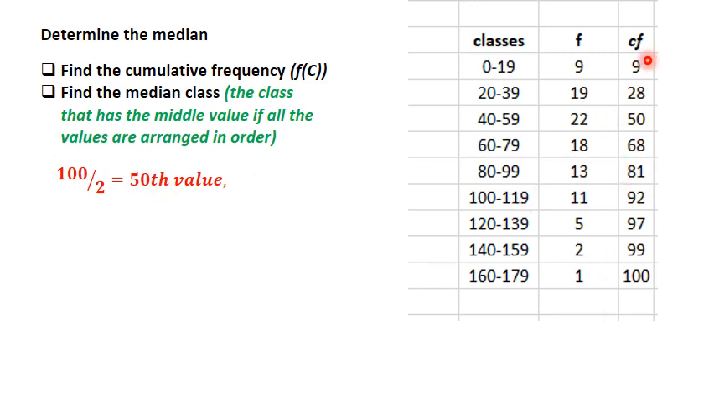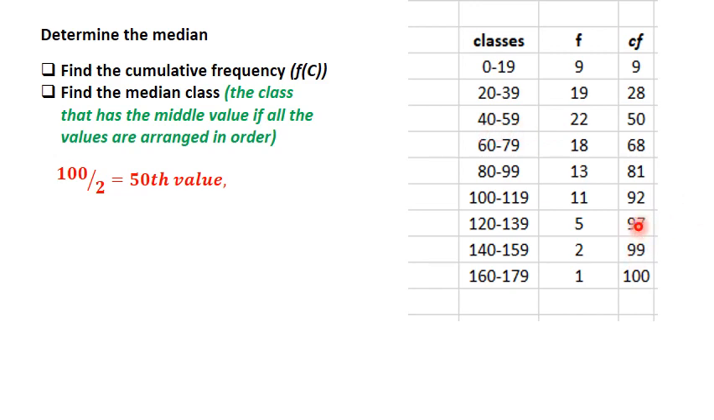And maybe another thing about the cumulative frequency that I need to explain. This 9 here means in the first day, the first, second, third, up to the 9th day, the speed of wind was somewhere between 0 and 19. This 28 here means the 10th, 11th, 12th, up to the 28th day, the speed of the wind was between 20 and 39. The 50 here means the 29th, 30th, 31st, 32nd, up to the 50th day, the speed of wind was somewhere between 40 and 59.